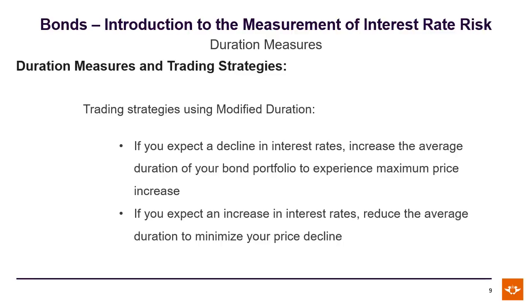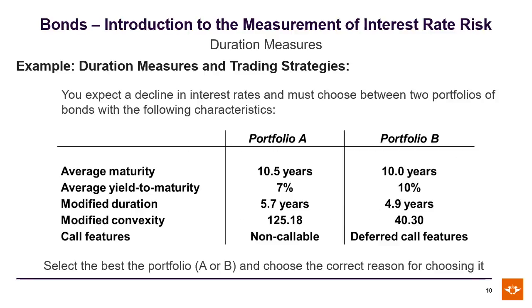So here we have an example using duration measures and trading strategies. You expect a decline in interest rates and you must choose between 2 portfolios of bonds with the following characteristics. Portfolio A has an average maturity of 10.5 years, while Portfolio B has an average maturity of 10 years. Average yield to maturity for A is 7% and B is 10%. Modified duration for A is 5.7 years and for B is 4.9 years. So they want you to select the best portfolio and give your reason.